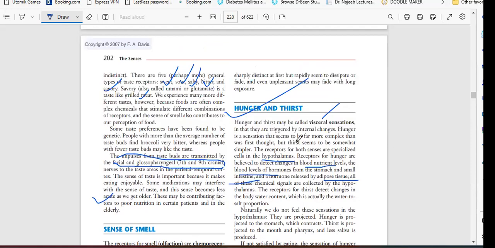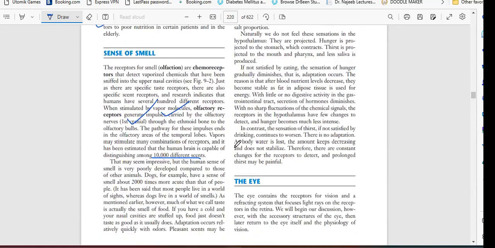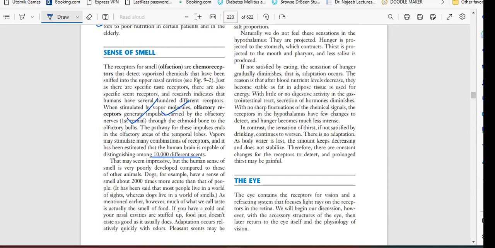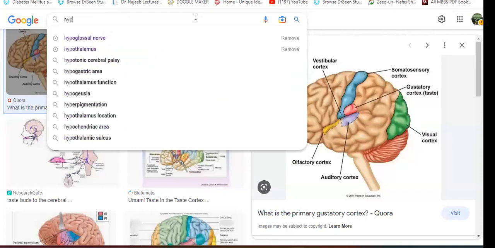तो दिस इज द थर्स्ट एंड हंगर। सो हमें भूख कैसे लगती है, हमें प्यास कैसे लगती है, इसके बारे में हम लोगों ने जाना। चलिए, हाइपोथैलेमस कहाँ पे, एक बार आप देख लीजिए। Where is hypothalamus?